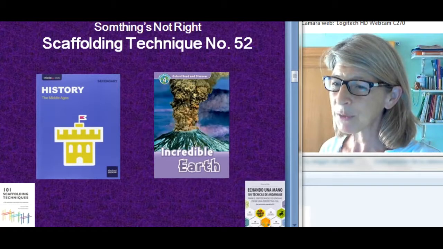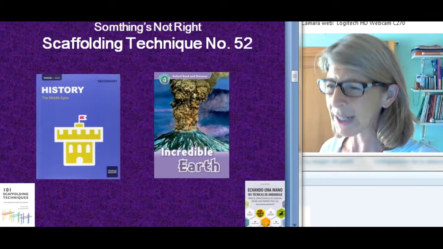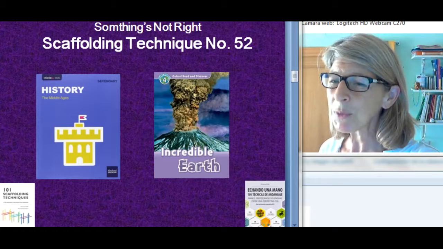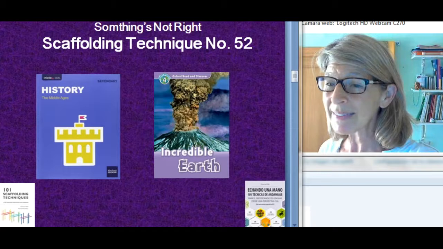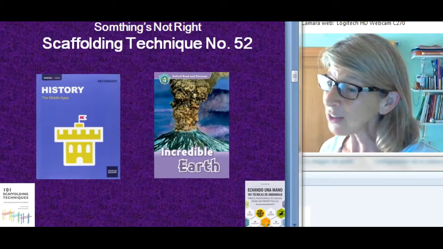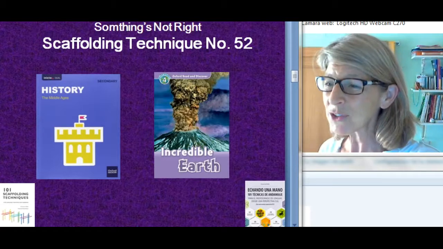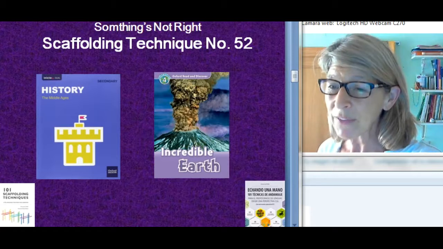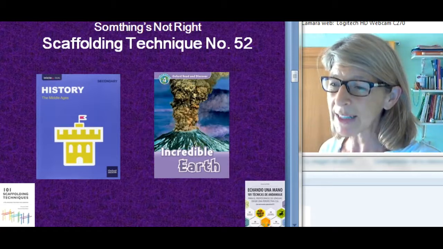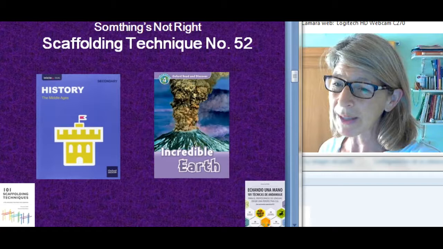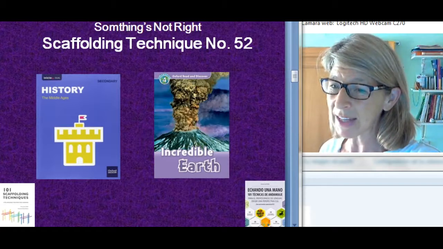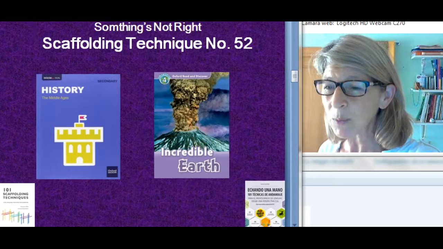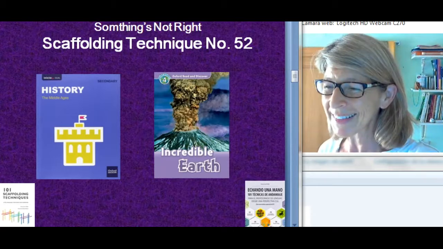Scaffolding technique number 52 is called Something's Not Right. The idea is that you're going to present text that your students are responsible for learning with deliberate mistakes included. You're going to tell your students there are mistakes, and their job is to find them. By finding the mistakes, they're going to have to read the text, consider the corresponding images, and use deductive reasoning and previous studies of language and content to locate where the something not right is.